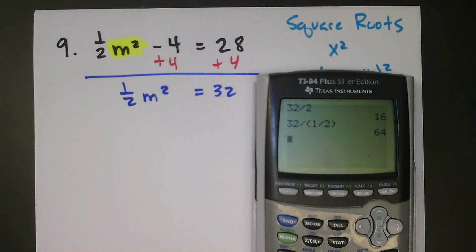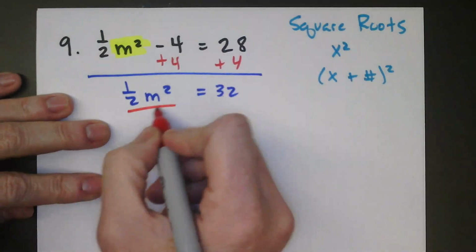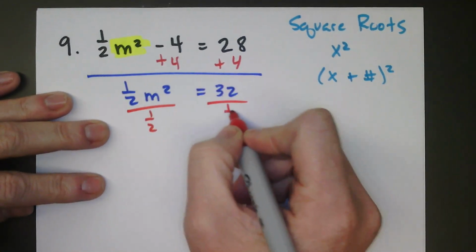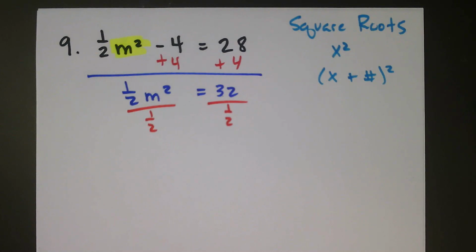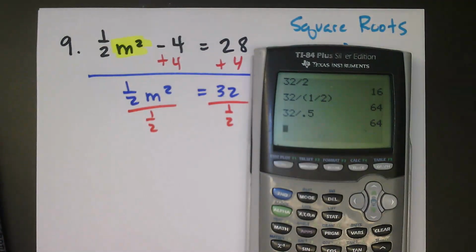And that's going to give us 64, right? Do it as a decimal too. 32 divided by 0.5. It is 64. So that's what happens here when we divide by the 1/2. And I know it looks weird to see the division of 1/2, but it's exactly what we type in the calculator: divide, and then I just put my fraction in parentheses. That's a big deal too.